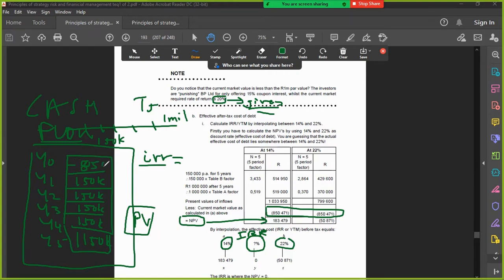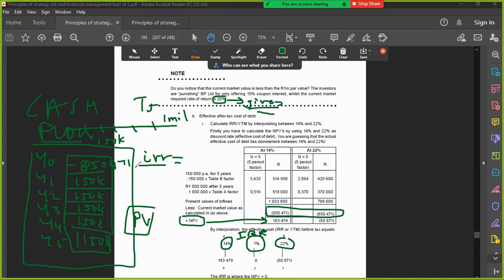850,417. Okay, I think they rounded that off. All right, so minus 850,471. And then solve. Escape, solve for IRR. IRR takes a while to get because it uses a Newton method.